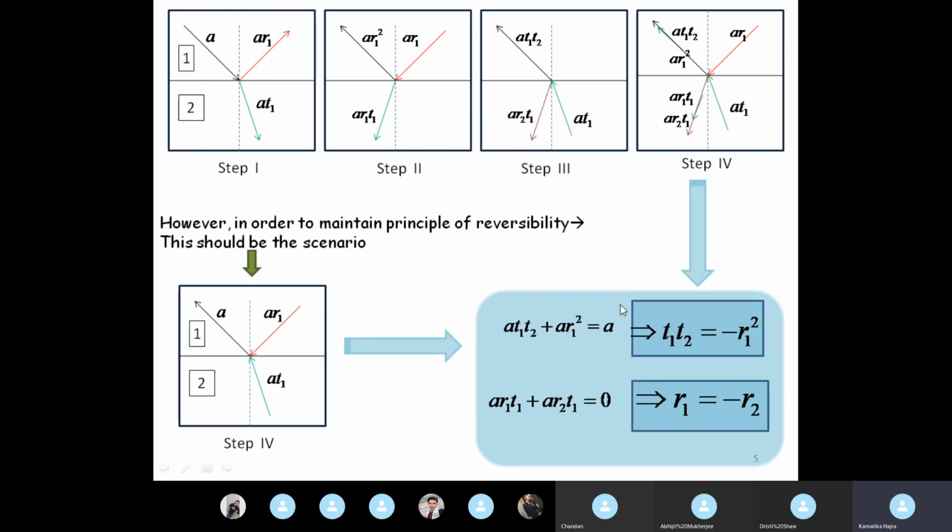That is to maintain the principle of reversibility, and this exercise gives us the relation between the reflection and transmission coefficient when light travels from one medium to another. We see that the product of the two transmission coefficients is equal to the square of the reflection coefficient with a minus sign, and we see that the reflection coefficients are the same in magnitude, but they only differ in their sign.